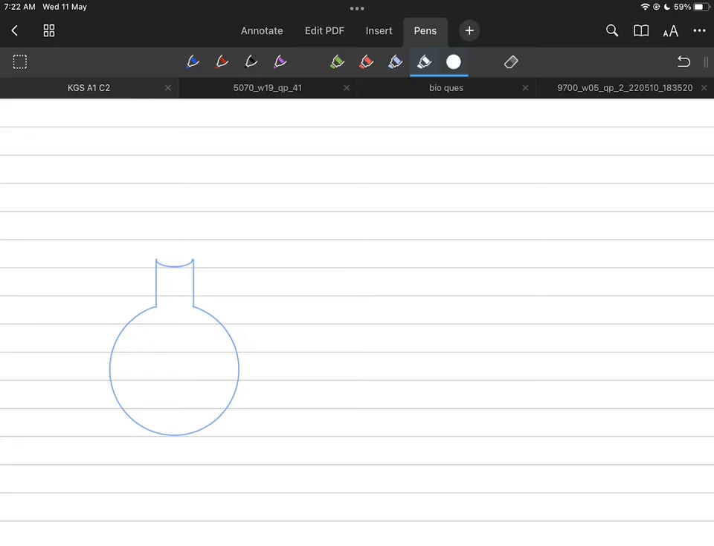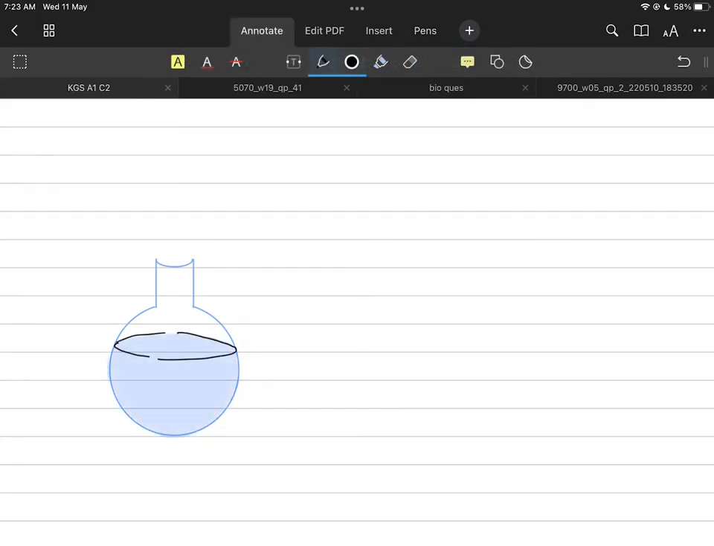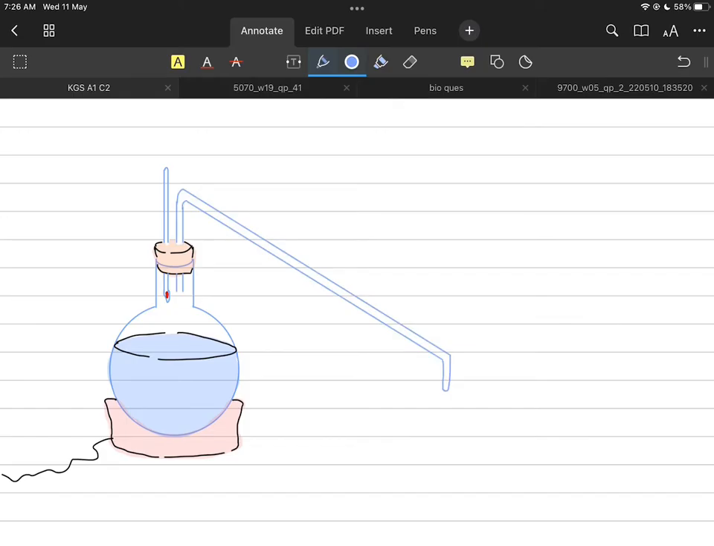Imagine you have a round bottom flask. You have an electrical heater at the bottom, you have a rubber bung at the top, and you have a thermometer at the top. There's a delivery tube coming out of the round bottom flask connected from the rubber bung. And then you have something interesting called the Liebig condenser.